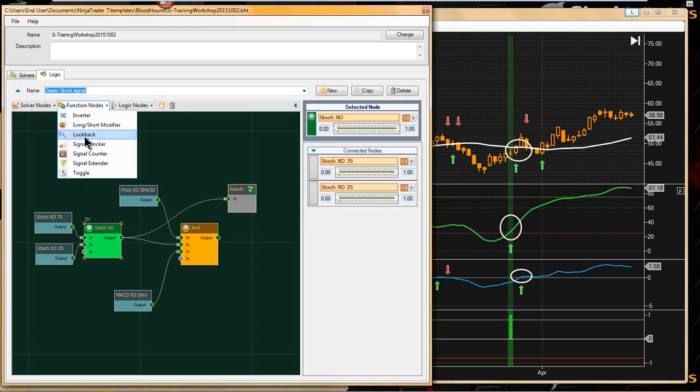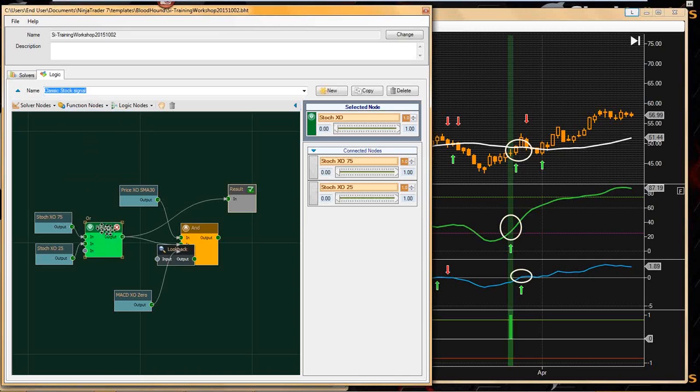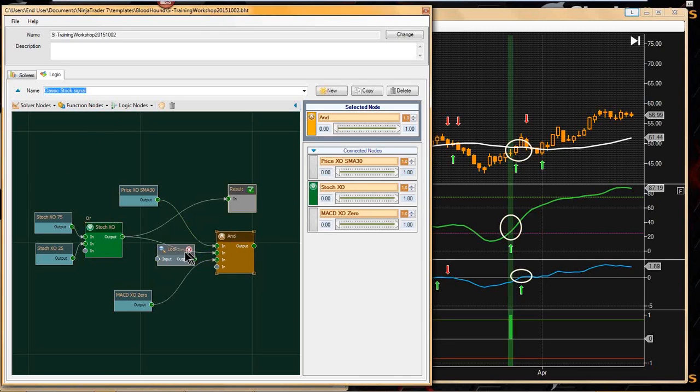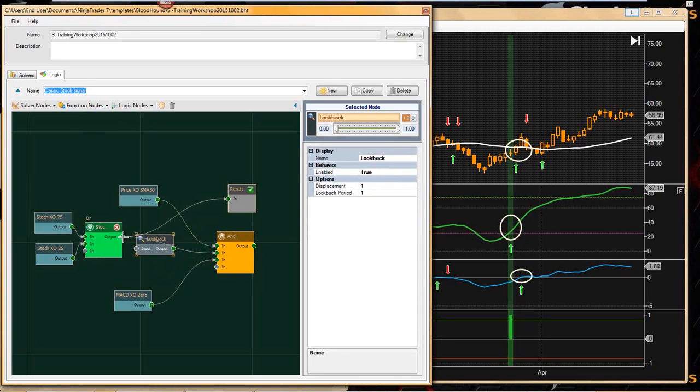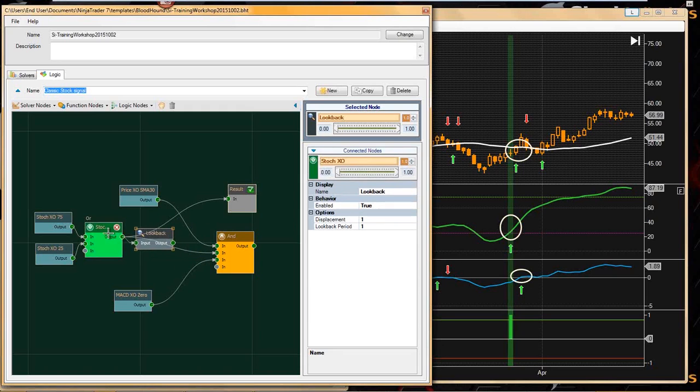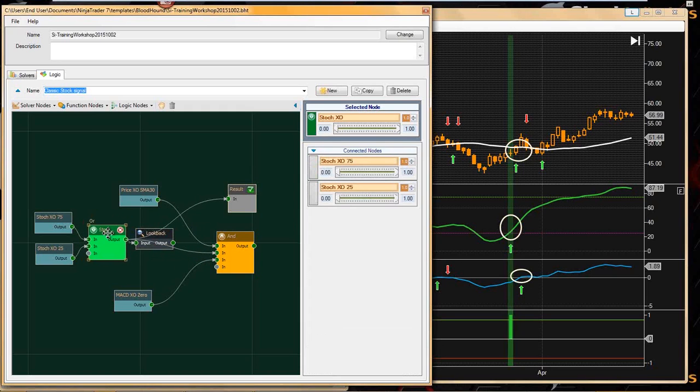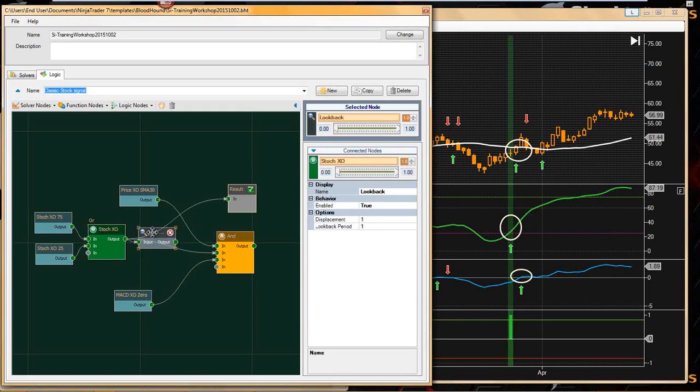Right? So this lookback function node was built because not all solvers have that lookback option, but more importantly, logic nodes don't have a lookback. So a lot of times you'll need to take the signal coming out of a logic node and extend it forward for a certain number of bars. So let's take this, I'm going to disconnect that, there we go.